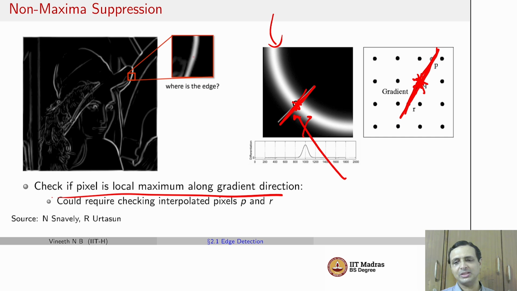In this process, one thing that you may have to remember is that when you go along the direction of the gradient orientation, you may end up going to a location which is not defined on the image. It could be between two pixels. In those cases, you may have to interpolate. You can use simple linear interpolation or any simple interpolation method to get the value of the gradient at that location, and you can then continue to do your non-maximum suppression.